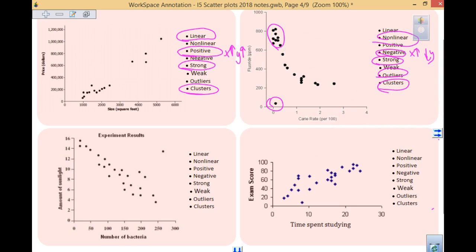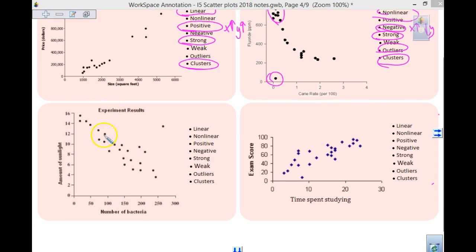All right. Looking at the next one over here, the experimental results with the number of bacteria and the amount of sunlight. Someone want to tell me what they and their partner have? Someone else? Which one? This one, experimental. You guys want to go? Yeah. Okay. Linear. Linear. I agree.